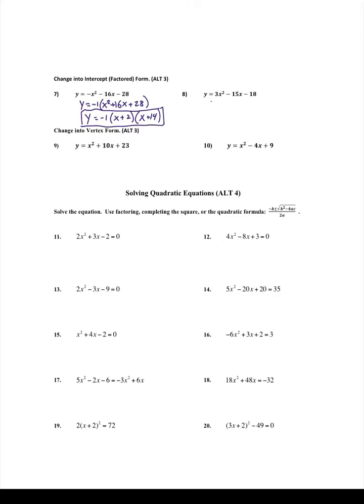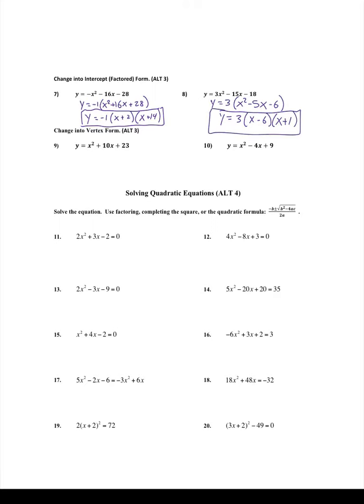The next one, we're going to pull out a 3. So we pull the 3 out, we've got x squared minus 5x minus 6. We're looking for the factors of negative 6 that give us negative 5, so that's going to be negative 6 and positive 1. So 3 times x minus 6 times x plus 1.